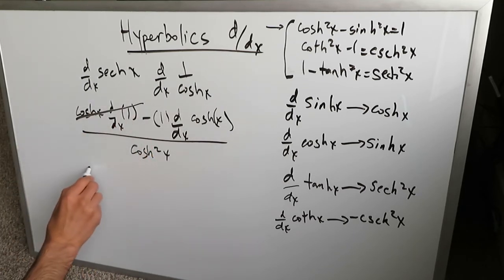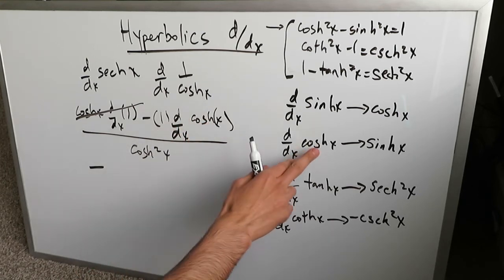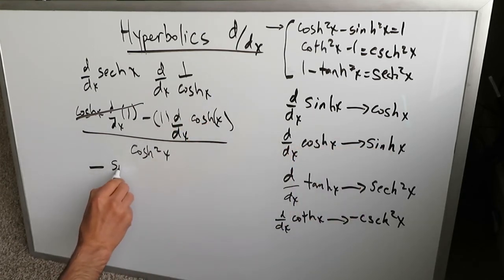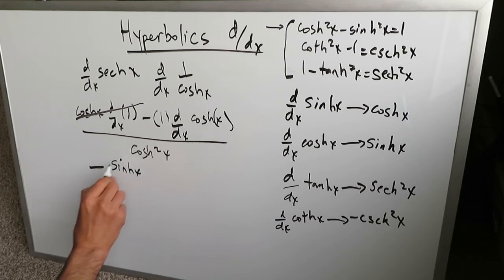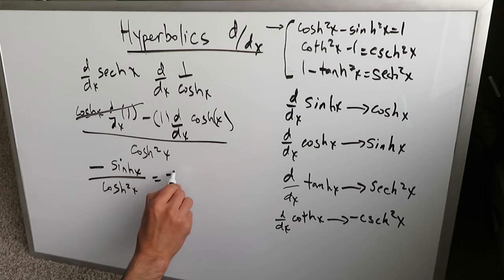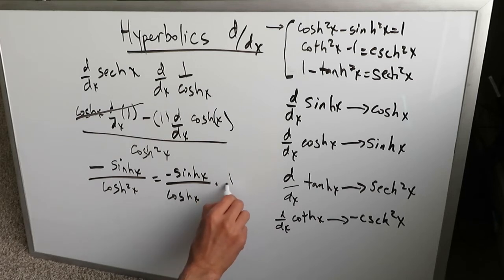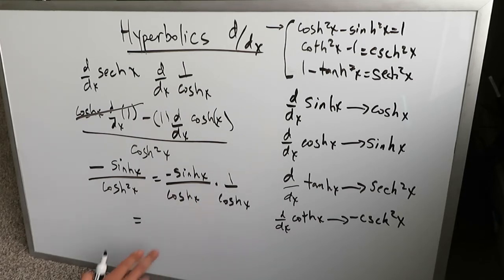You still have the minus here on the top. Minus 1 will multiply by the derivative of the hyperbolic cosine function, which will give you a sine hyperbolic function, divided by cosine h squared x. And I'm going to rewrite this by spreading things out. Divided by cosine hx times 1 over cosine hx. Now look over here. My final answer will be just this rewritten in a different way.